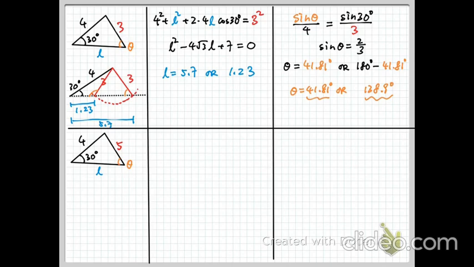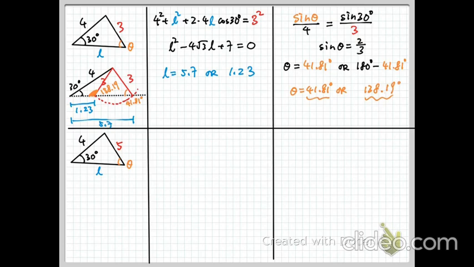Now you can see, on the far side, it is 41.81 degrees because it is the acute angle. On the near side, it is an obtuse angle. That would be 138.19 degrees, that would be this angle, the obtuse angle. Oh, sorry, it should be 138.19 right here. So we have 2 sets of answers.